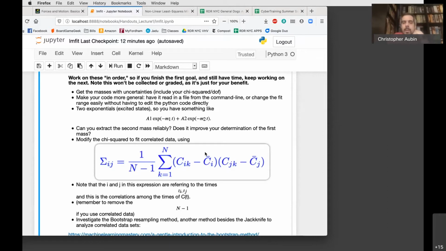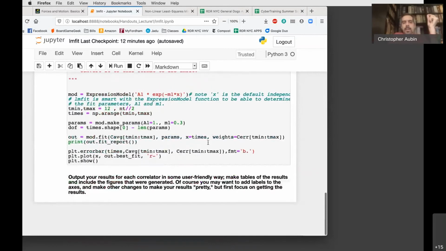So what do I mean by an uncorrelated fit? An uncorrelated fit is just using the error bars by themselves on each value of C of t, which is what is done down here. This weights each data point by the error. So of course, the larger the error of a data point, the less it's going to contribute to the chi-squared, which is nice because that way we know that we're going to use all of the data, but we're not going to trust the data that has a very large error. That's uncorrelated because you're only looking at the error on that one data point.